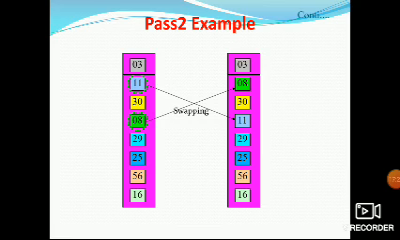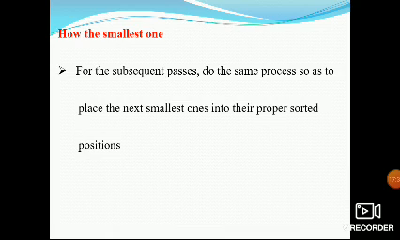8 has come to the second place, and 11 has moved where the 8 was. This is one swapping part. Second smallest element we got. So for the subsequent passes do the same process and so on. The next smallest elements will get into their proper sorted positions.